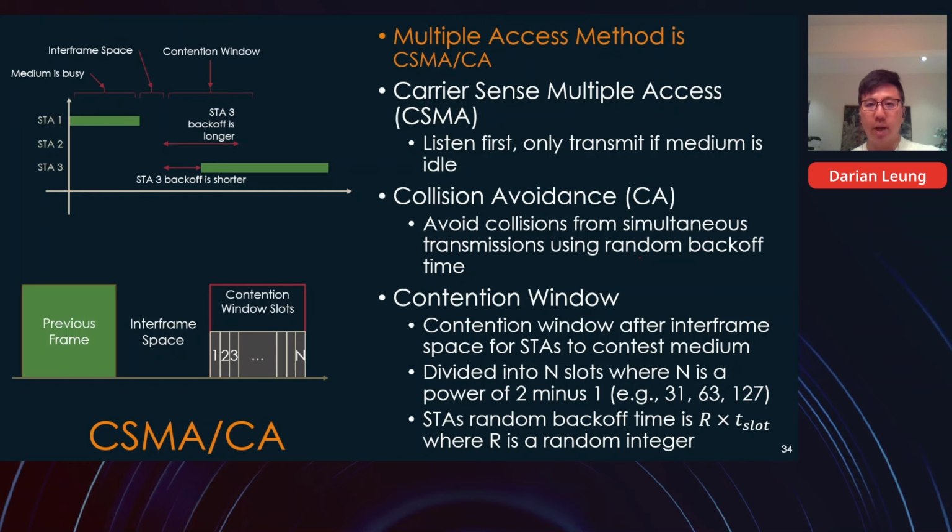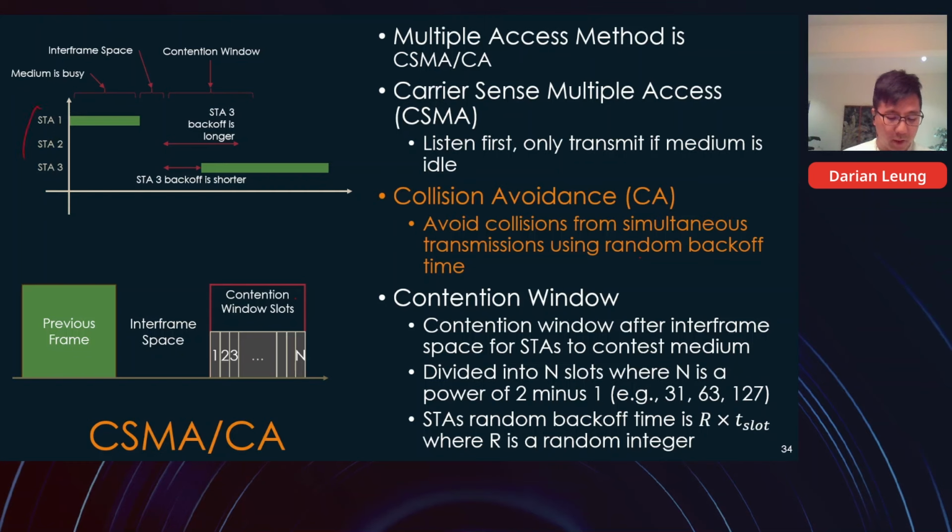Carrier sense multiple access with collision avoidance, otherwise known as CSMA/CA, is a method for nodes to share a wireless medium by avoiding simultaneous transmissions. Carrier sense multiple access basically means that each node wanting to transmit must listen to the medium first and wait until the medium is idle before attempting to transmit. However, if the medium is idle, it's possible for two nodes to attempt transmission simultaneously. This is known as a collision, and we can avoid that by having each node use a random backoff timer.